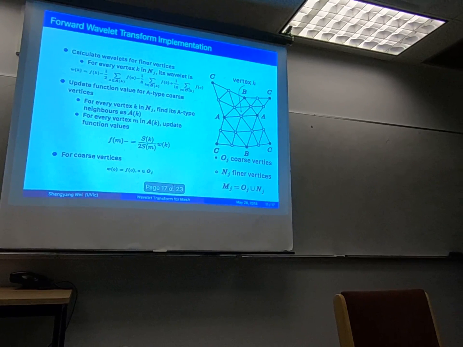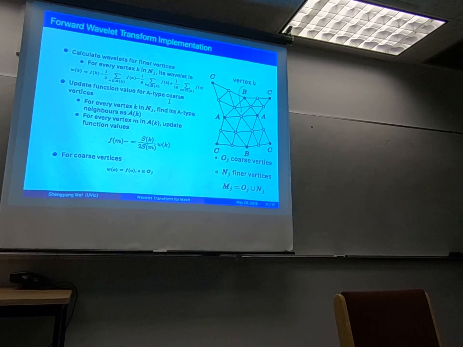Next is to calculate the Wavelet coefficient for every finer vertex. It's calculated by this equation: the function value at vertex k, minus the sum of the function values at A-type vertices divided by 2, minus the sum of the function values at B-type vertices divided by 8, and the sum of the function values at C-type vertices divided by 16.